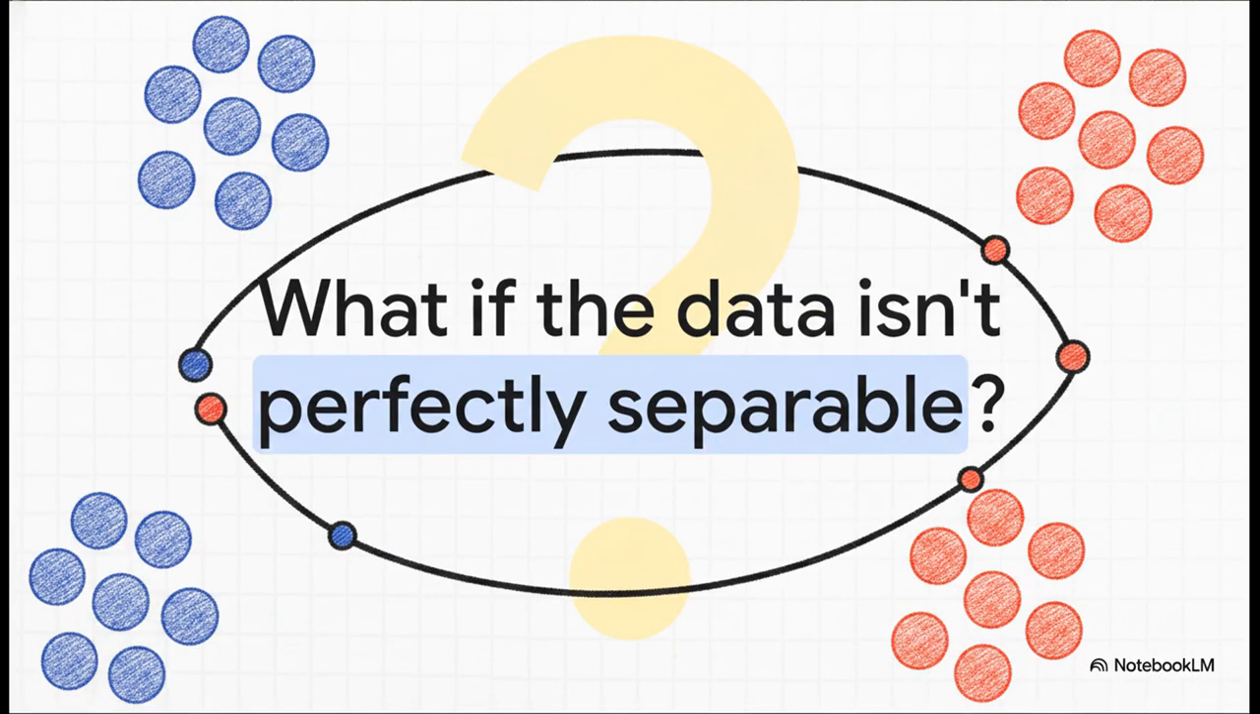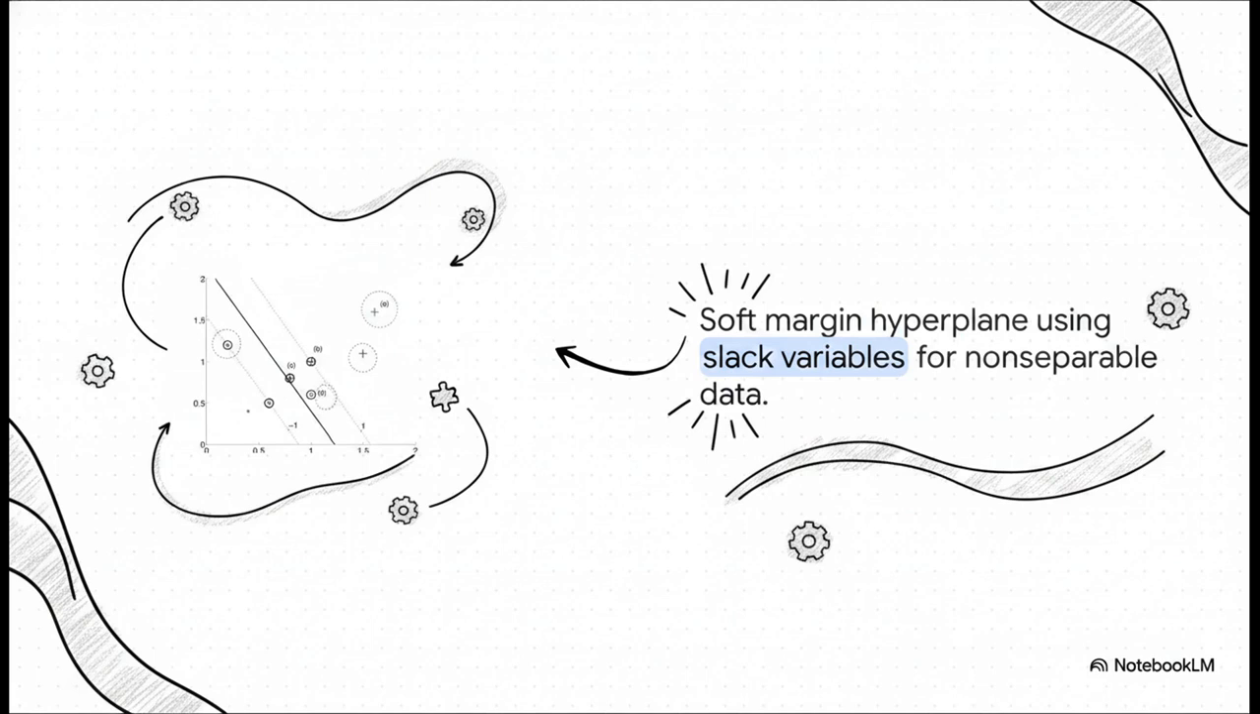But let's be real for a second. Real-world data is almost never perfectly clean. What happens when a strict, hard boundary just isn't physically possible? What if a few of those blue dots wander over into the red dot territory? If we force our algorithm to draw a perfectly straight line with 0 errors, it might fail entirely. Or, even worse, it might create a terribly skewed boundary that is wildly overfit to the training data and completely useless on future data.